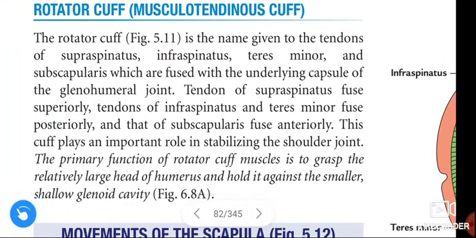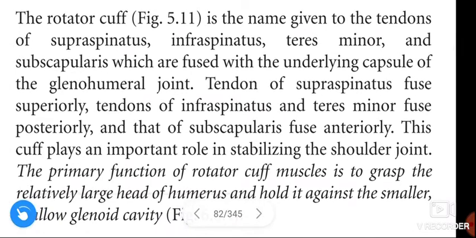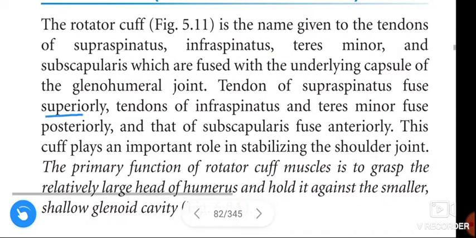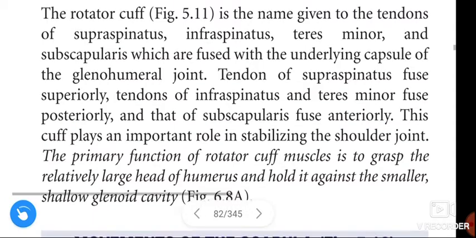Next, the tendon of supraspinatus fuses superiorly, the tendons of infraspinatus and teres minor fuse posteriorly, and that of subscapularis fuses anteriorly.